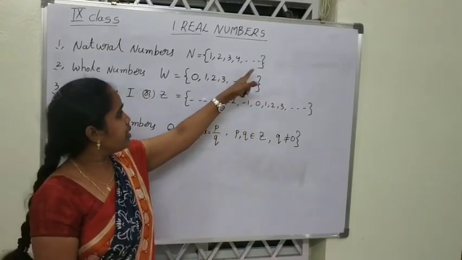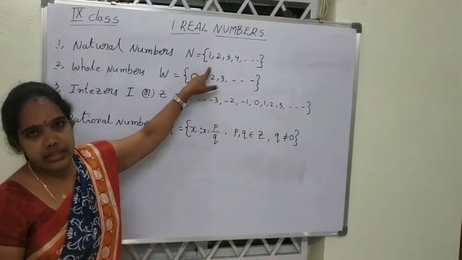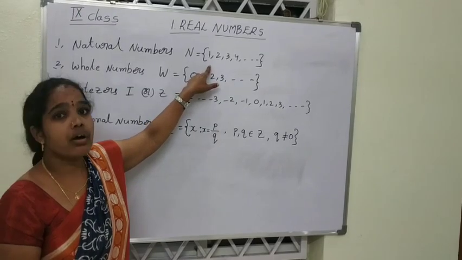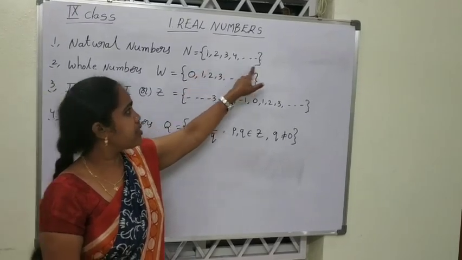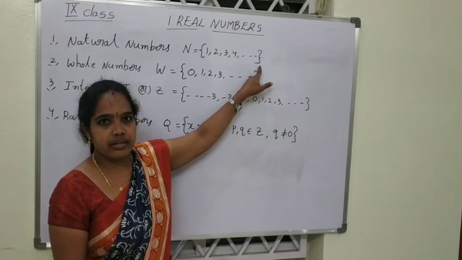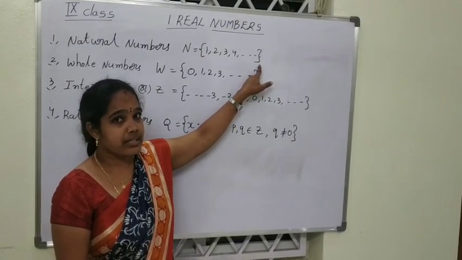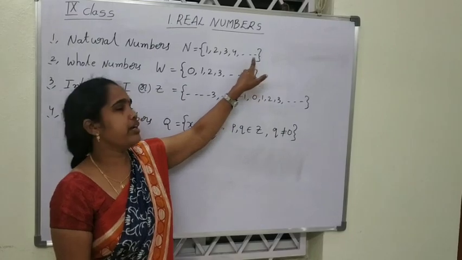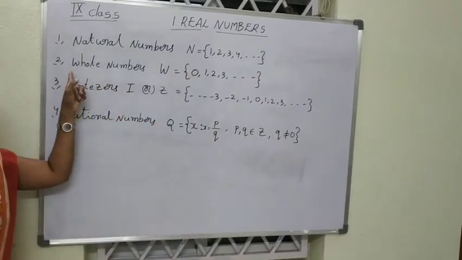In the natural numbers, what is the least number? 1. In the natural numbers, what is the highest number? Can we say that? No, we can't say that. So what is the answer? The highest number is not defined. Okay, come to the next number system.